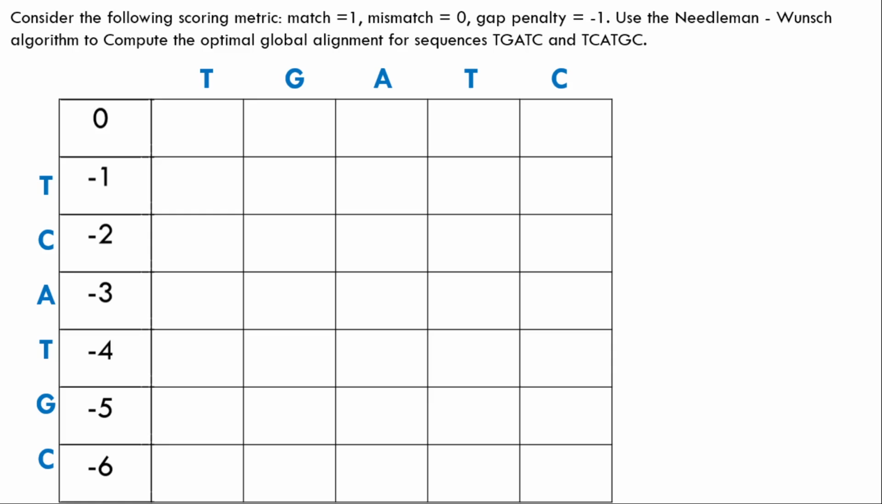So now the first step is matrix initialization. In the matrix initialization, what you have to do is put one sequence horizontally and the other on the left side, vertically.